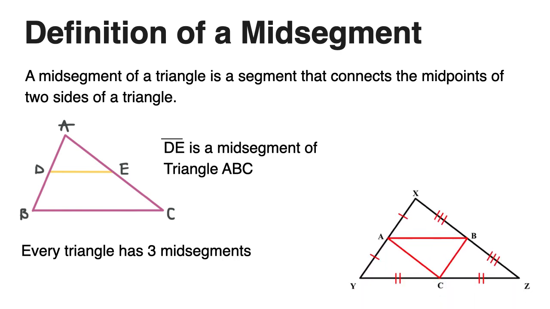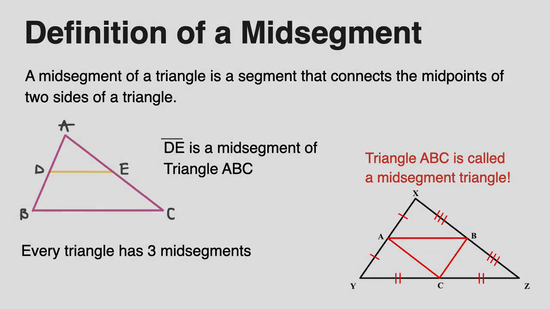Here's an example. We have triangle XYZ. We have three midpoints of the three sides. Points A, B, and C, according to those congruency markings, are midpoints of triangle XYZ. Therefore, those three segments are the midsegments of the triangle. Turns out when we connect those midsegments, they will form another triangle. So triangle ABC is called a midsegment triangle.